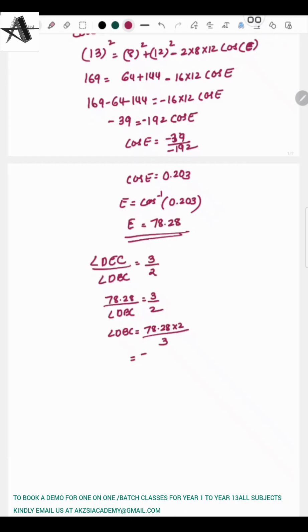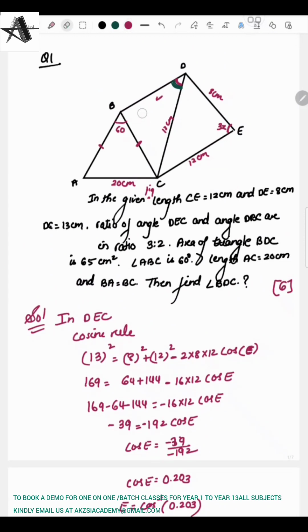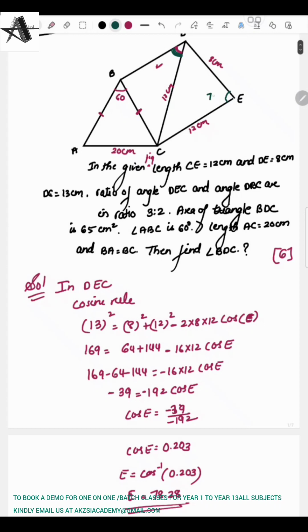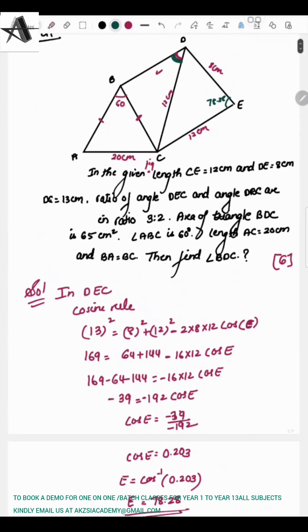This is 52.18, that is angle DBC. Now coming back to here, I'm just replacing these values. We have calculated 78.28, so I can say this is 78.28 and the second one is 52.18. This is 52.18. Let me see what else is given.